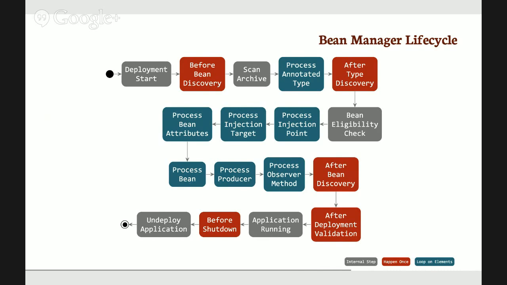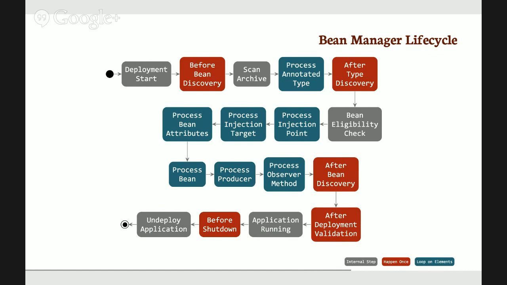When all the beans are processed, you can start dealing with all the producer and all the observer methods that are present in the bean. You cannot have producer or observer methods outside of a bean, so it's when a bean is okay to be a bean that we can process the producer and process the observer methods.